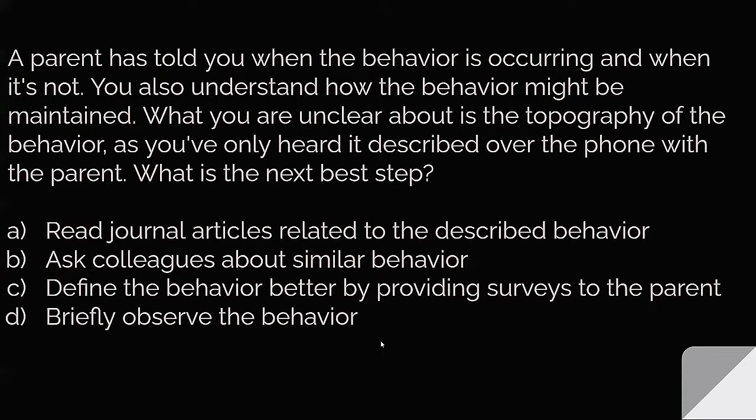Okay, a parent has told you when the behavior is occurring and when it's not. You also understand how the behavior might be maintained. What you are unclear about is the topography of the behavior, and you've only heard it described over the phone with the parent. What is the best next step, or next best step? A, read journal articles related to the described behavior. B, ask colleagues about similar behavior. C, define the behavior better by providing surveys to the parent. Or D, briefly observe the behavior.